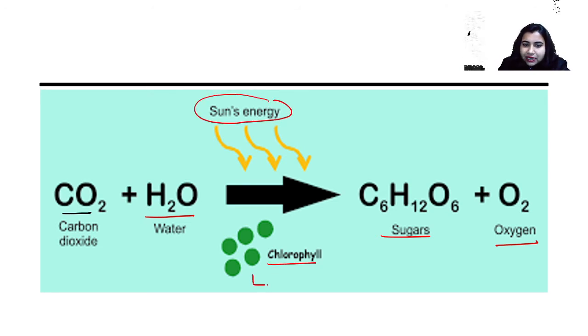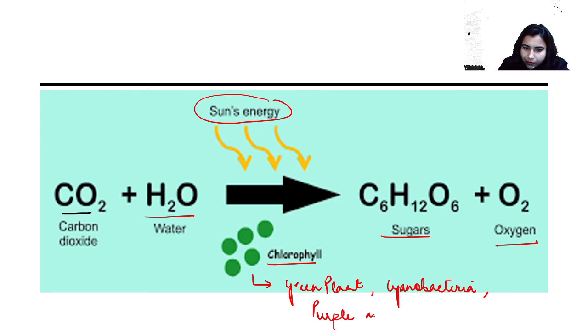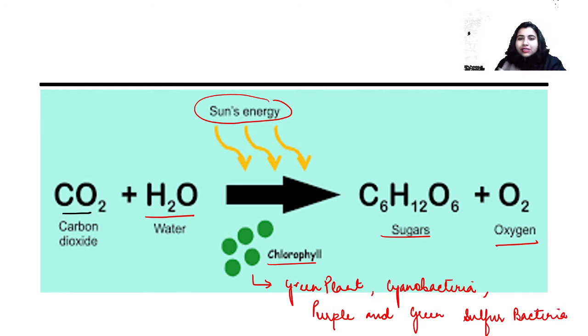This is basically done by green plants, cyanobacteria, then purple and green sulfur bacteria. So this is the mechanism. You can see light energy is being converted into chemical energy, in the form of sugar, by utilization of carbon dioxide and water, right?